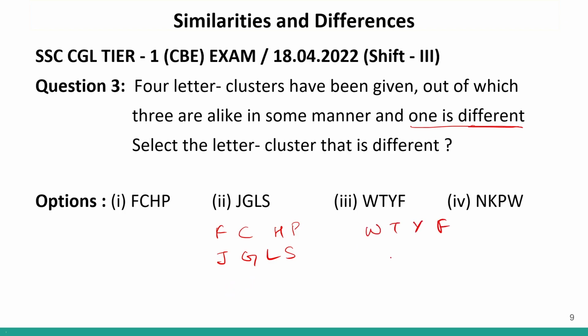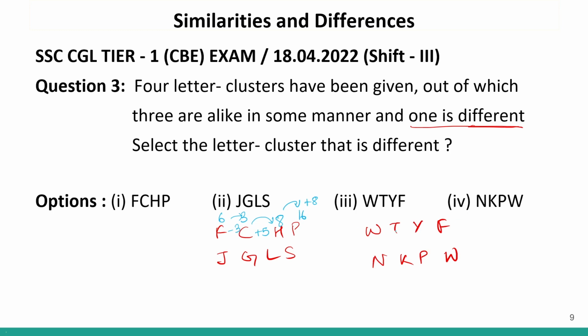WTYF is one series, and NKPW is one series. And we have to find out which of these does not follow the same logic as the 3 others. Now, if I'm going to give them forward ranks, okay? If I give them forward rank, F will be 6, C will be 3, H will be 8, and P will be 16. So here I can see an addition of 8 ranks. Here I can see an addition of 5 ranks, and here I can see a reduction of 3 ranks.